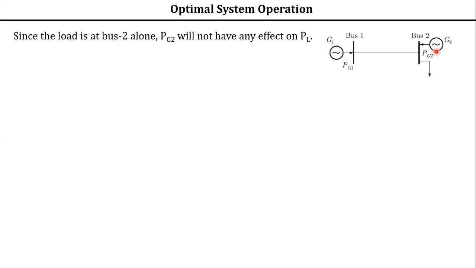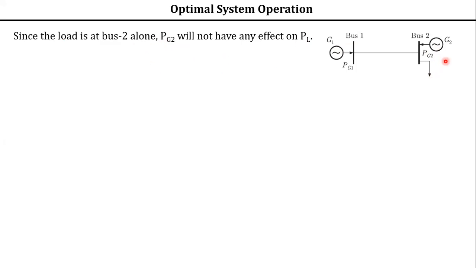Whatever the power delivered by G2 will not be transmitted over the transmission line, so it will not contribute any losses. Understood? Since G2 supplies only the load at bus 2, PG2 will not have any effect on PL. So therefore, from the matrix form, what are the coefficients?